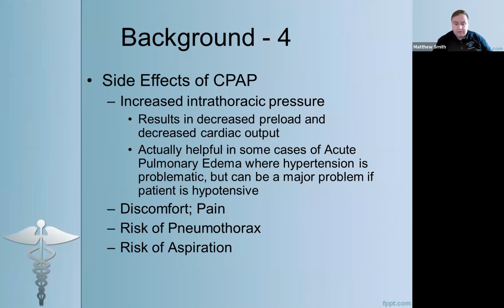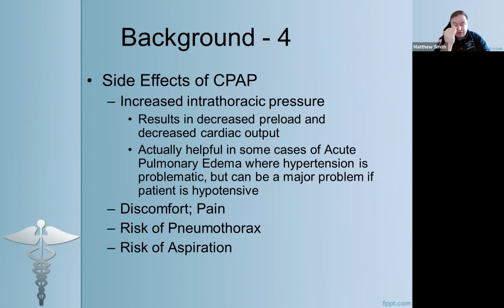Okay, so other side effects. We have discomfort, we have pain. There's risk of a pneumothorax, right? So if we have a weakened area of lung tissue, also known as a bleb, we can rupture that bleb and end up with air getting pushed into and building up in between the chest wall, so that would be the parietal pleura, and the edge of the lung, also known as the visceral pleura, and that is the definition of a pneumothorax, right? You have air building up in there. So that's not good. So you need to be alert to the possibility of a developing pneumothorax.